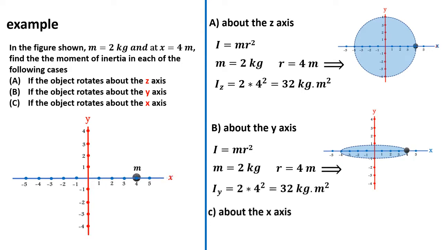C. If the object is rotating about the x-axis, the distance between the x-axis and the object is equal to 0. As a result, Ix equals 0.